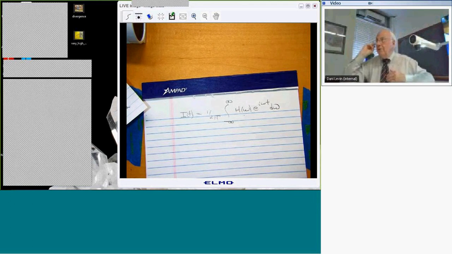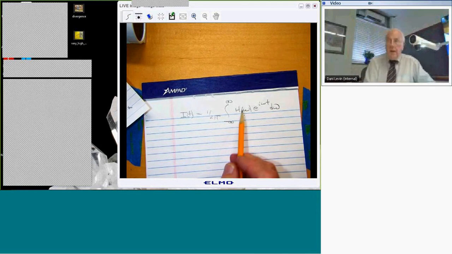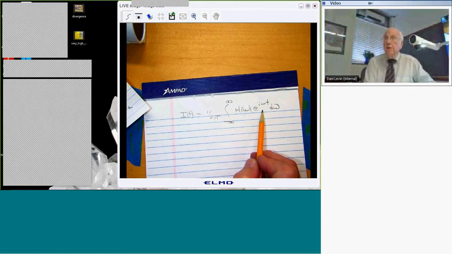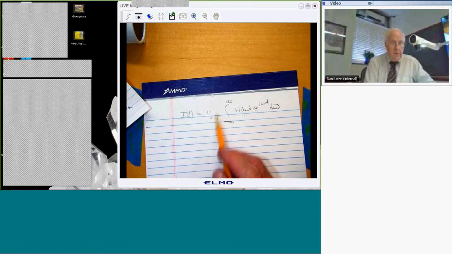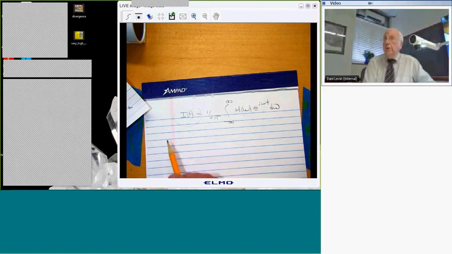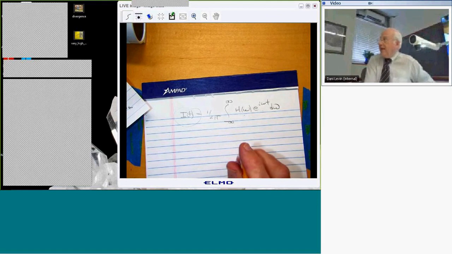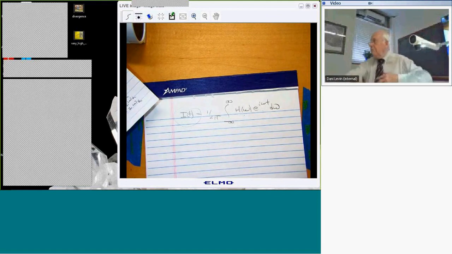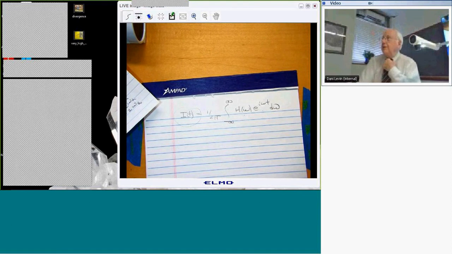Also, h of omega is a complex number. This is clearly a complex number, right? When I do this integral, this better be a real number, which means that the imaginary part of this integral should turn out to be 0. In a numerical calculation, it won't be exactly 0, because there's always some round off there. But the imaginary part should be a lot smaller than the real part. That would be interesting for you to see.